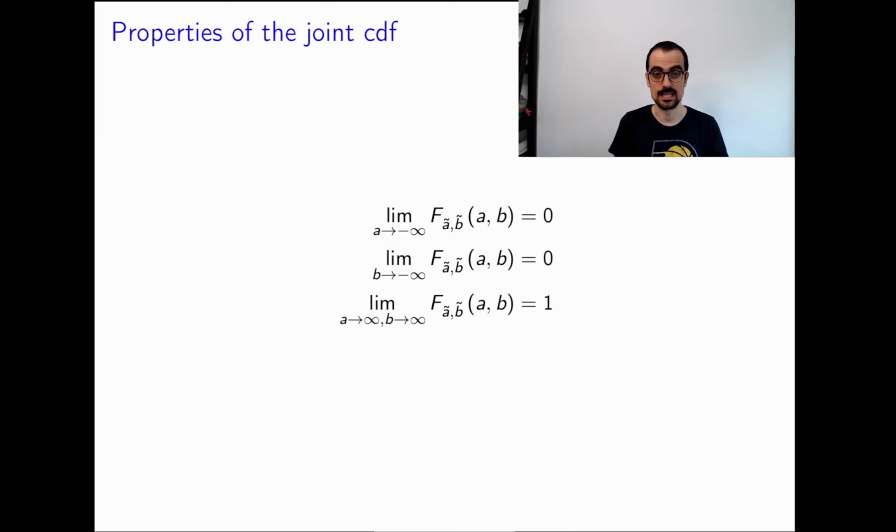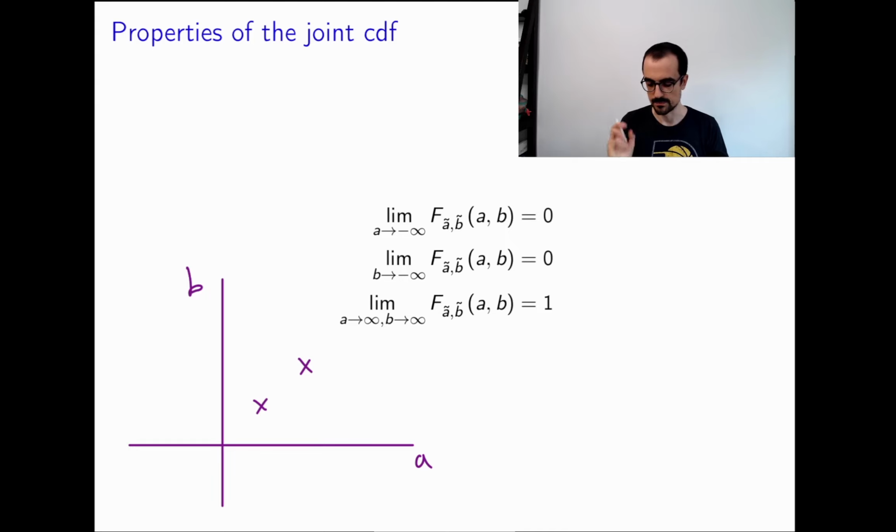So maybe now I will ask you a question. Imagine that you have 2 points, and that one is here and one is here. Remember, this is A and B, or I don't know if I flip them, but it doesn't really matter. Can the CDF here be smaller than the CDF here?